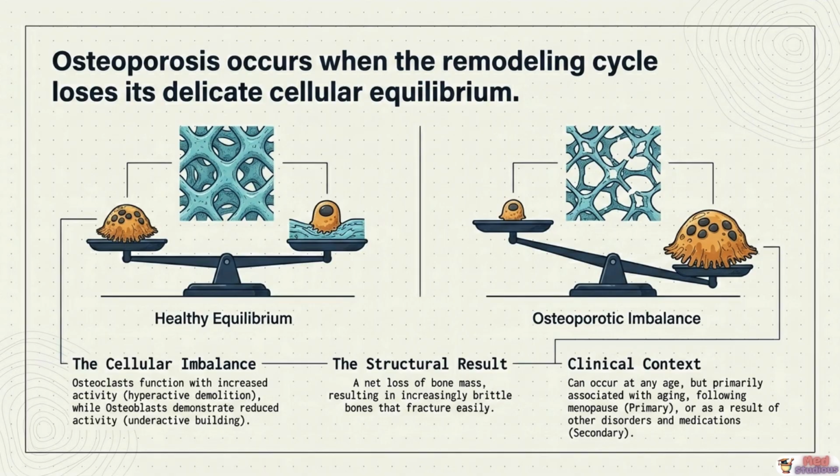Treatment with bisphosphonates, denosumab, a RANKL antibody, or anabolic agents like teriparatide directly target the cellular imbalance we have described, restoring the equilibrium that living bone depends upon. This is what bone histology means in clinical practice.